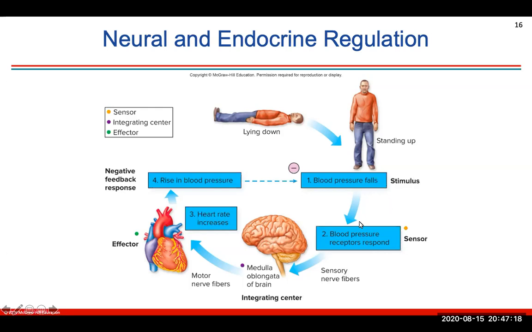The blood pressure receptors will respond as the sensors, and it'll send that signal through sensory nerve fibers to the brain, specifically the medulla oblongata of the brain. And we'll learn some of these pathways. Then it will send out a motor response to your heart, which will tell your heart to start pumping faster to increase the heart rate and to try to increase your blood pressure back to normal, to try to get blood flowing back to your brain so that you're not lightheaded anymore.